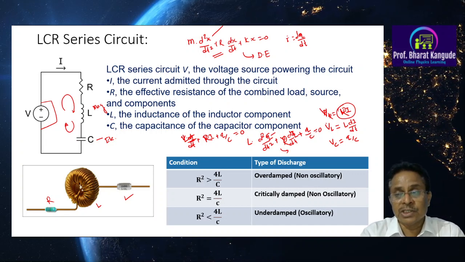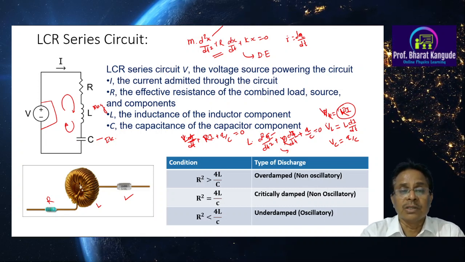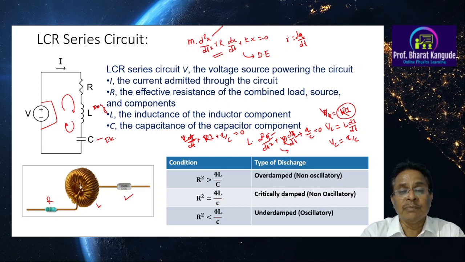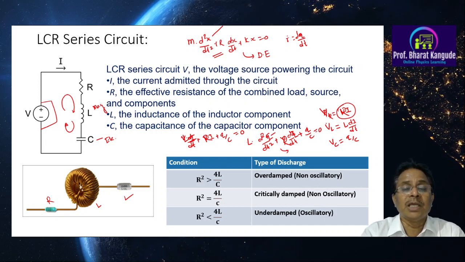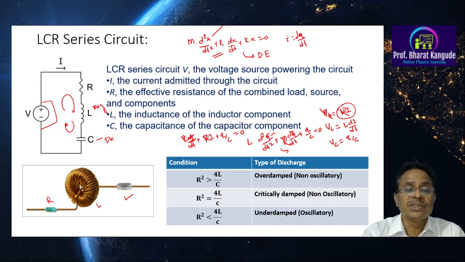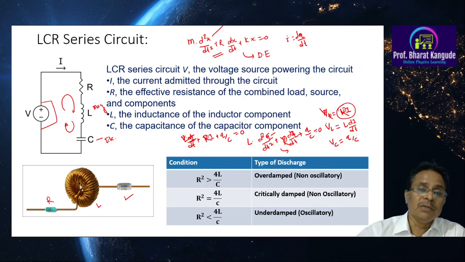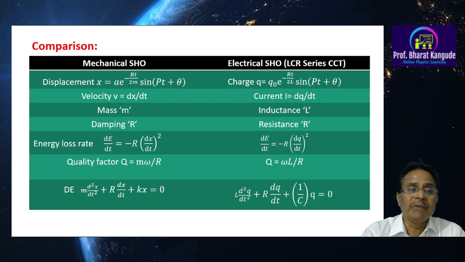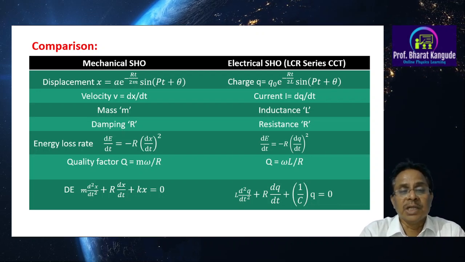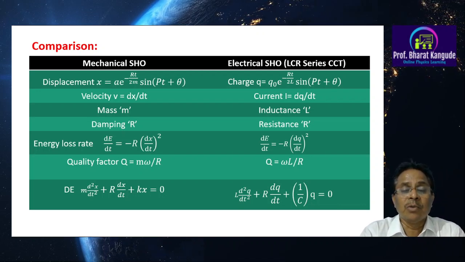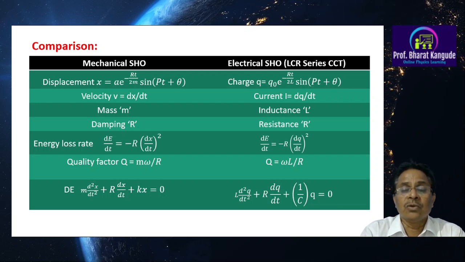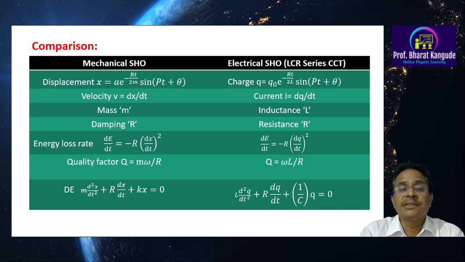So all the equations and concepts we have seen earlier for the mechanical damped harmonic oscillator are equally applicable in this case, only the symbols change their meaning. In that concern, we can study this simple table. It is a comparison between the mechanical damped harmonic oscillator and the electrical damped harmonic oscillator, that is the LCR series circuit.